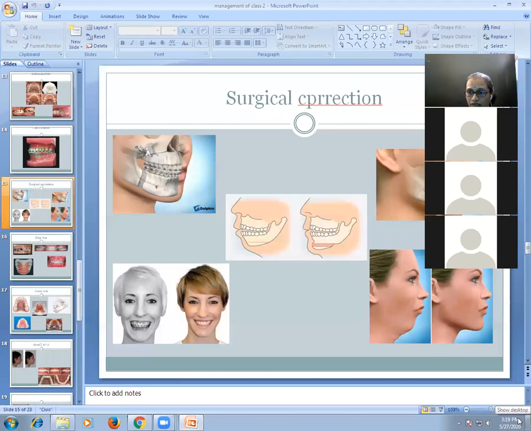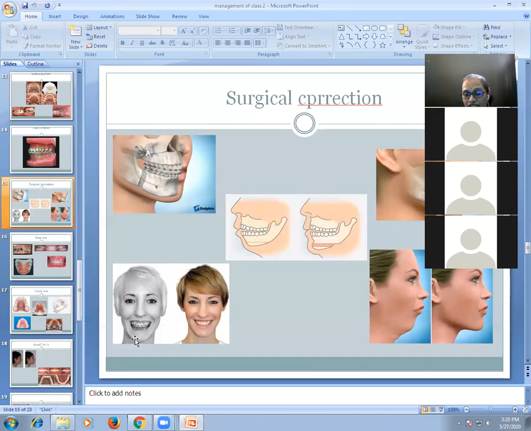Till now, we have seen growth modulation, then camouflage, and the third treatment modality will be surgical corrections. When there is a severe skeletal malformation in an adult patient, we'll consider the case for surgical correction. How will you correct it surgically? There are three ways: either upper arch surgery or lower arch surgery or a combination of both.